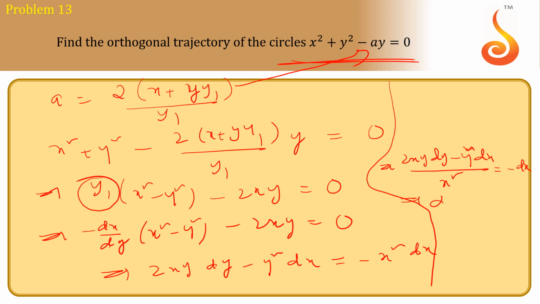Then if you observe carefully, an exact differential is there on the left side. d of y square by x. See, it is x into 2y dy minus y square dx equal to minus dx. So integrating on both sides, you will get y square by x equal to minus x plus some c. So multiplying by x, you will get x square plus y square equal to cx. So x square plus y square equal to cx will be the orthogonal trajectory for the given family of circles.